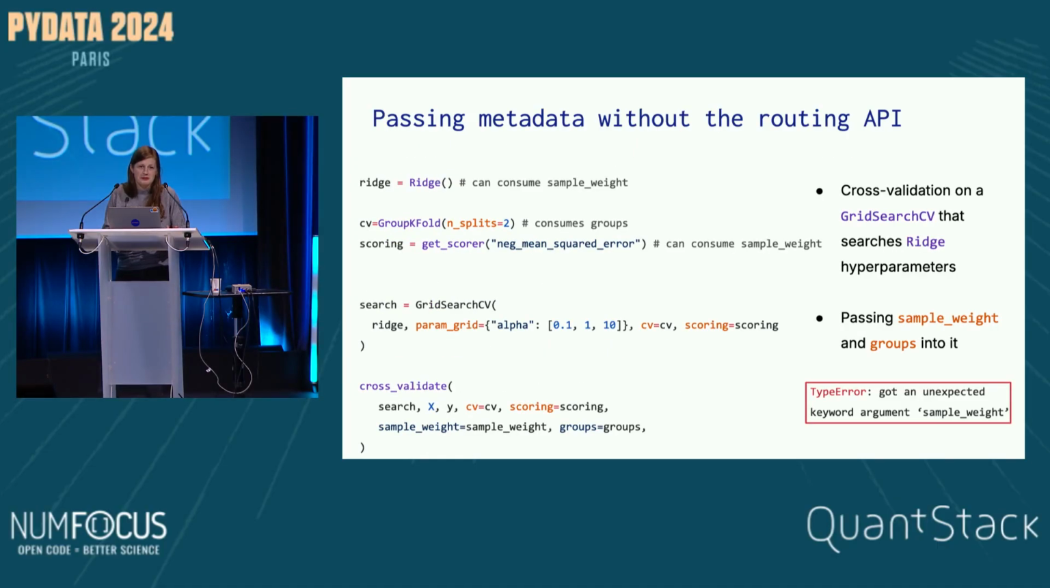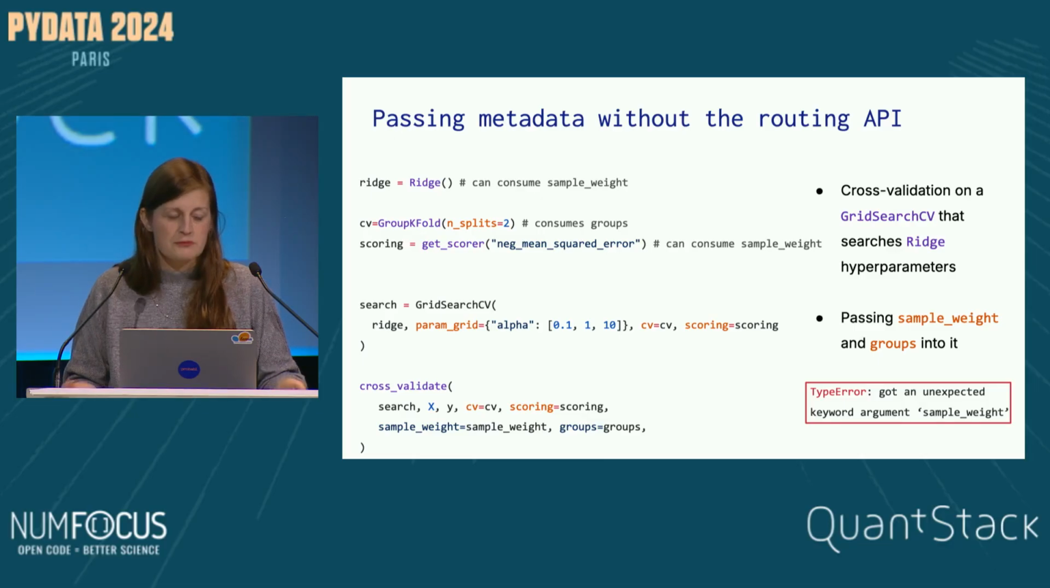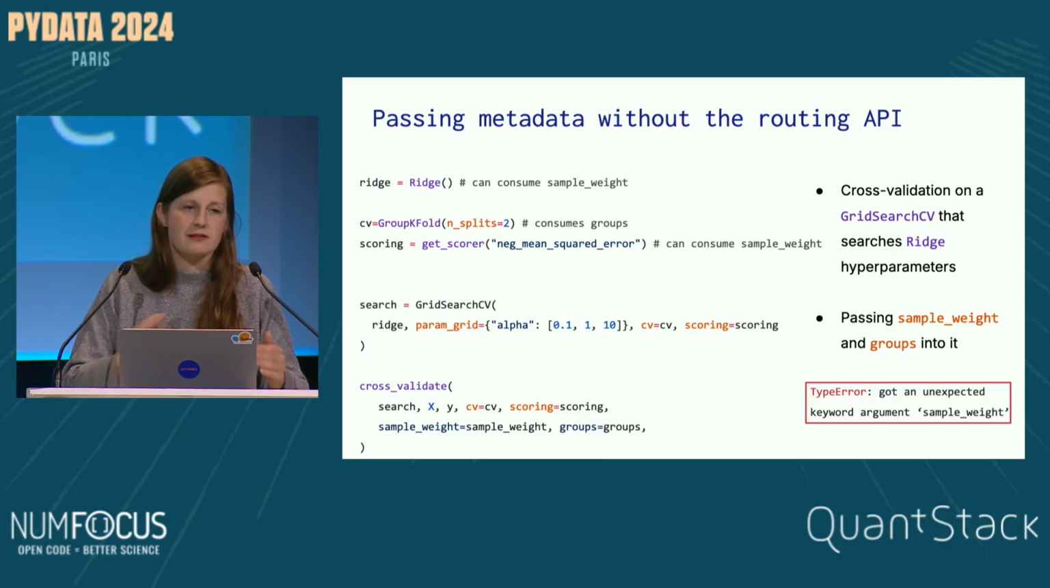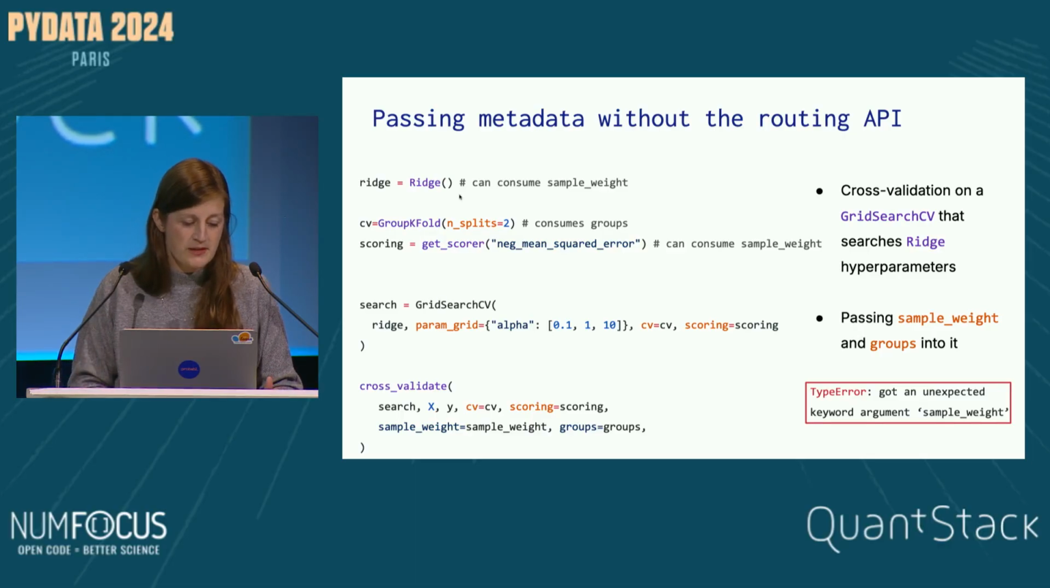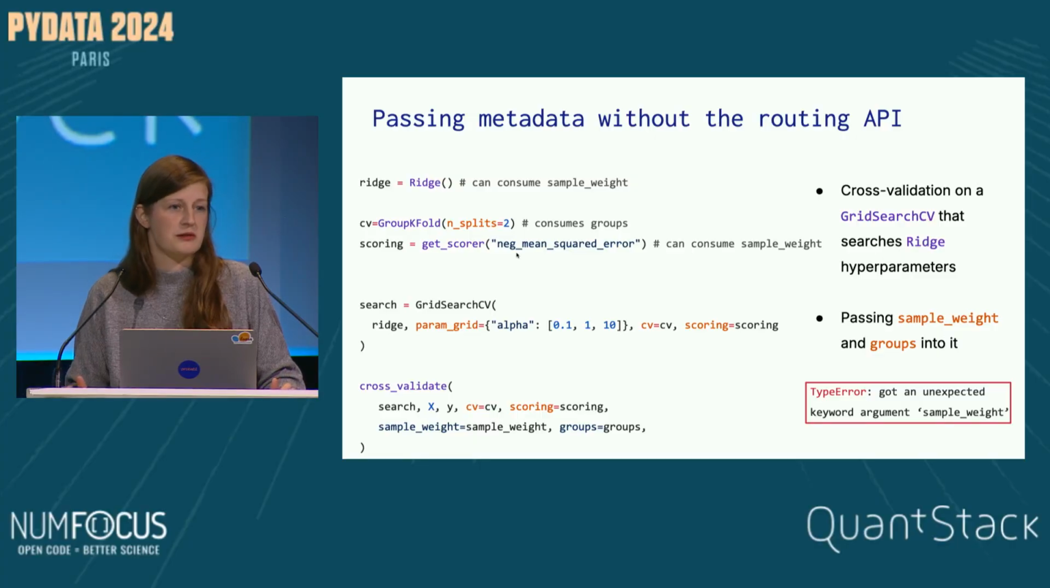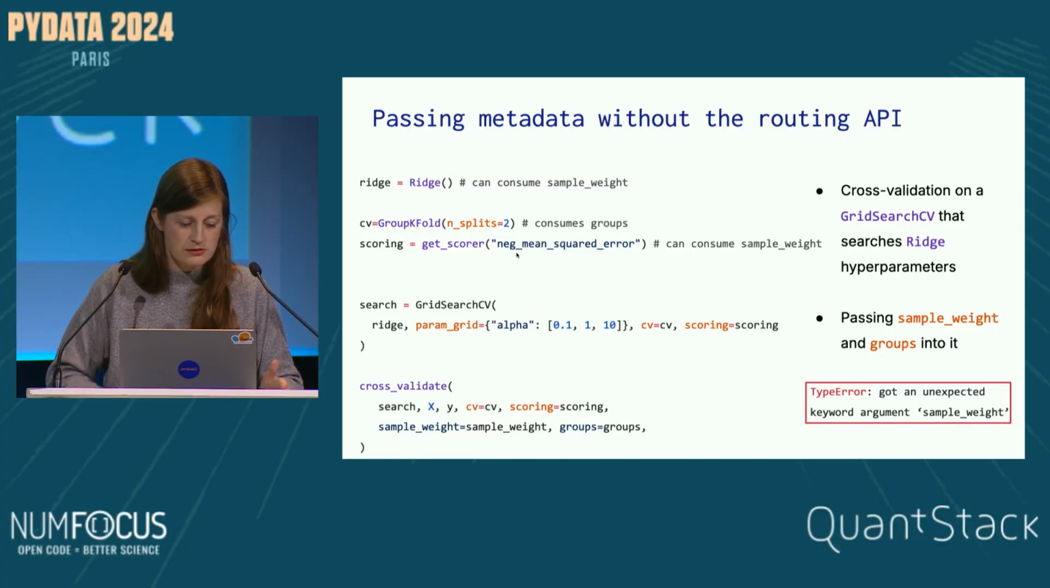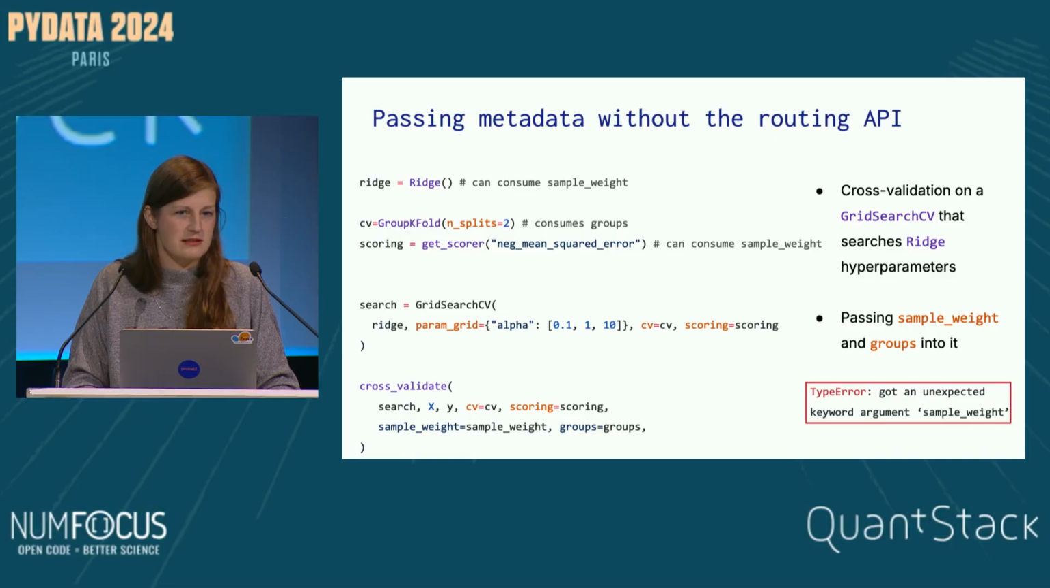Even more, we will be disappointed when we try to use sample weights and groups in a more nested structure as here. So what are we trying here? We want to cross-validate again, and we want to cross-validate on a grid search, and this grid search searches on Ridge. As we've seen, Ridge.fit could potentially consume sample weight, also the scorer that we've picked, the mean squared error, could also deal with sample weight used on its own. And we know that the splitter that we use here consumes groups. So we would have hoped that it would just work, but that's not the case. So we get the same type error.